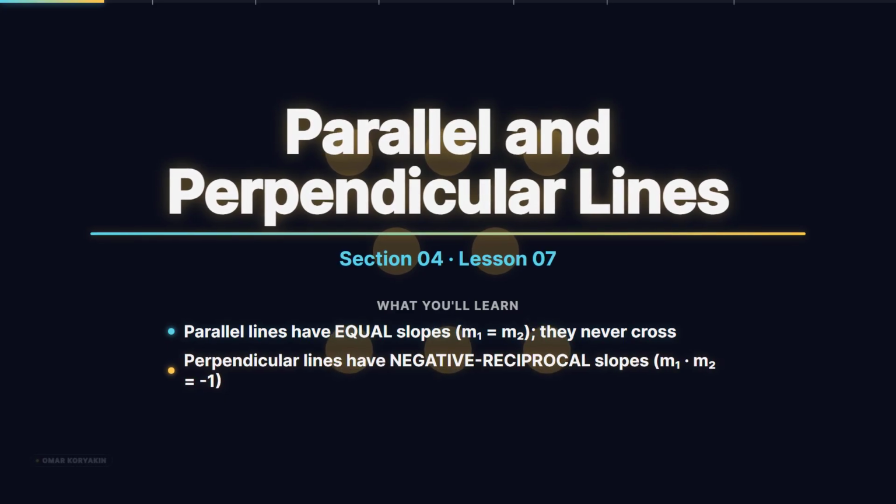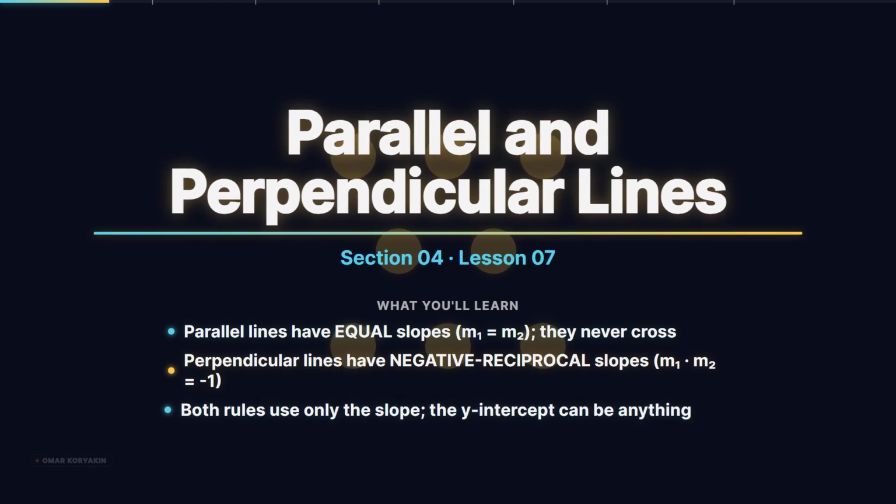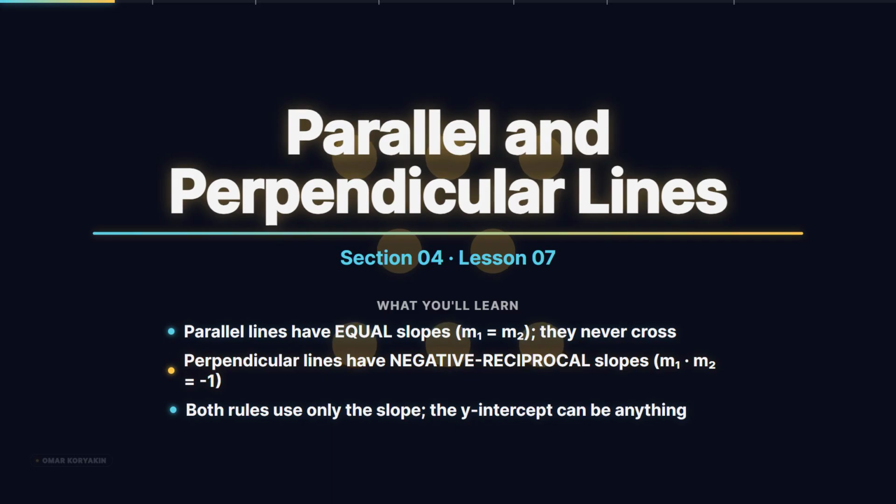Special case: a horizontal line with slope 0 is perpendicular to a vertical line with undefined slope, even though the multiplication rule does not apply directly because 0 times undefined is not a meaningful product.